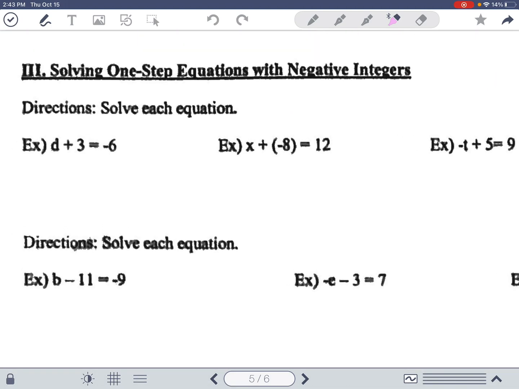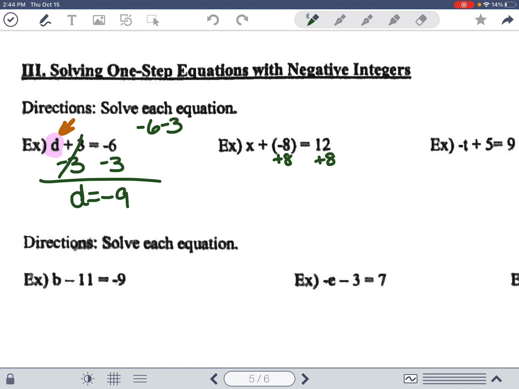Let's work through a couple more examples. d plus 3 equals negative 6. Well, there's my variable. I want to get rid of this plus 3 by subtracting 3. d equals negative 9. So I did negative 6 minus 3. The next one, x plus negative 8 equals 12. Now some kids will say, it's a negative 8, so I'm going to add 8, which will work. And then you get x equals 20. I like to rewrite this expression as x minus 8 equals 12, and then add 8. Either way is fine.